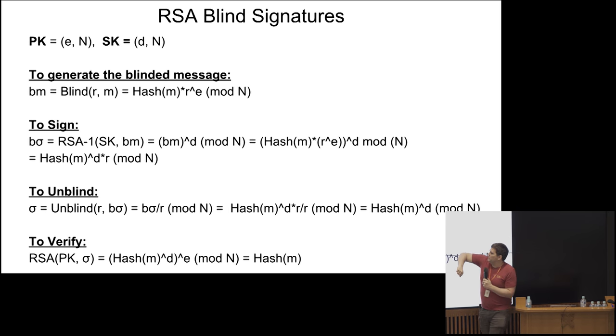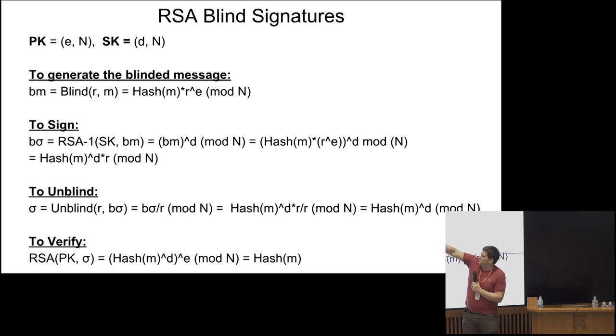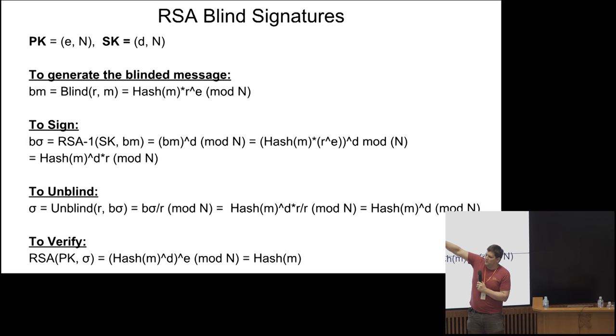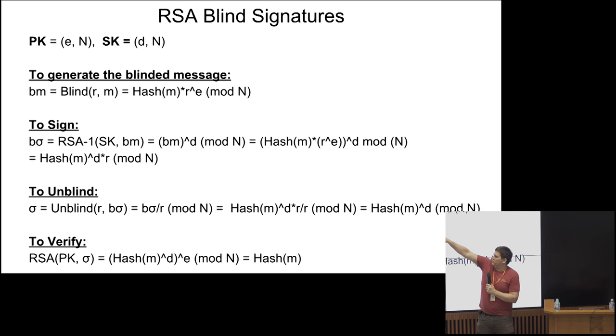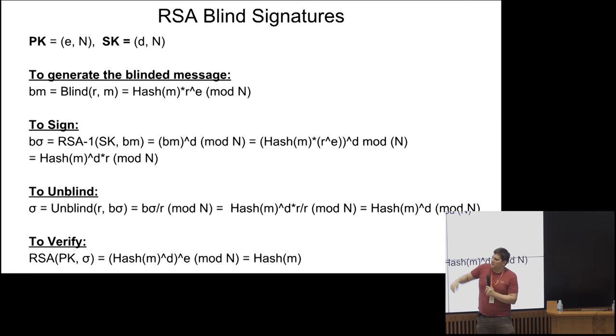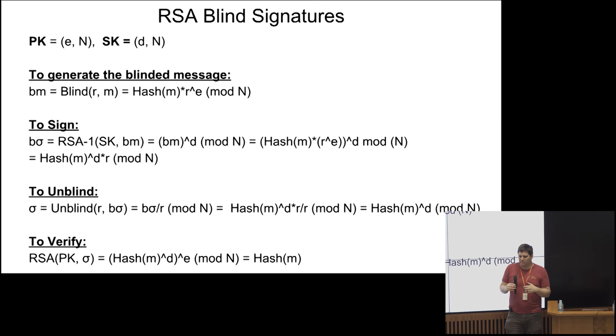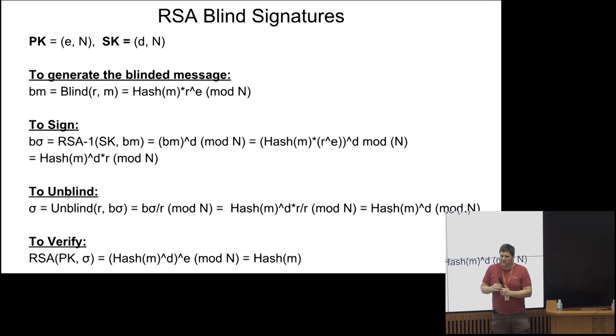The important takeaway here is that you are multiplying times R to the E, and when they sign it, that's going to get rid of the E, and then you just divide the R out. So you're basically just adding random noise and then subtracting that random noise. You're just having to be careful about it because this has to work under this exponentiation to the D.